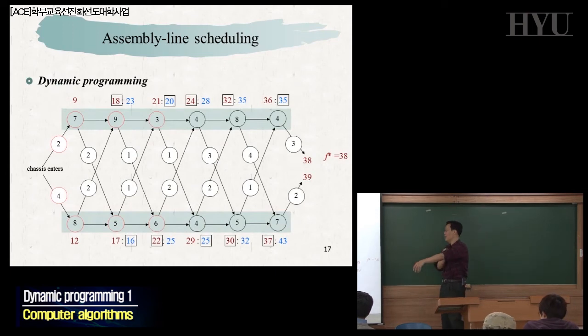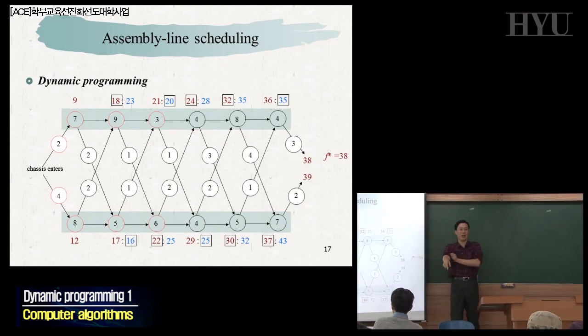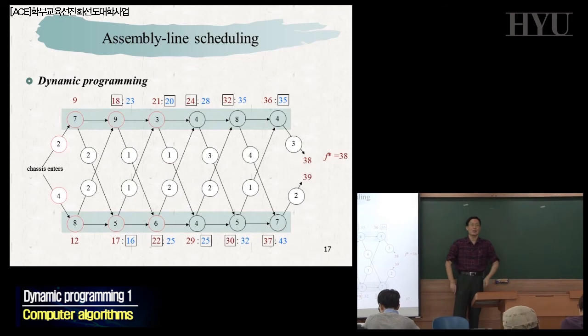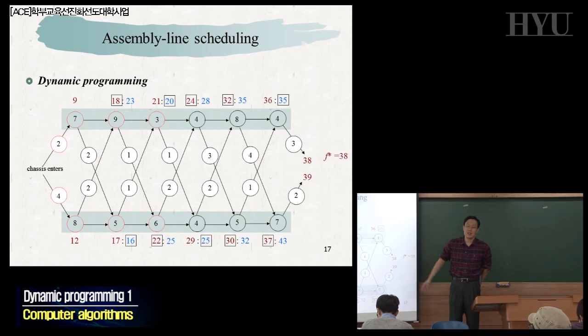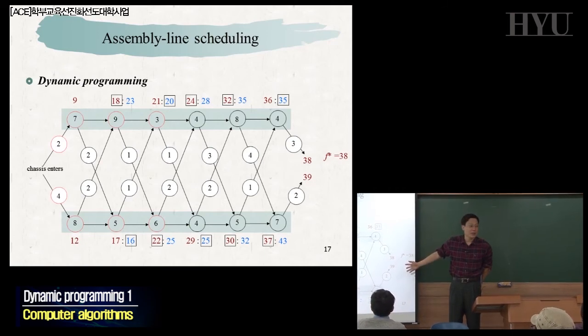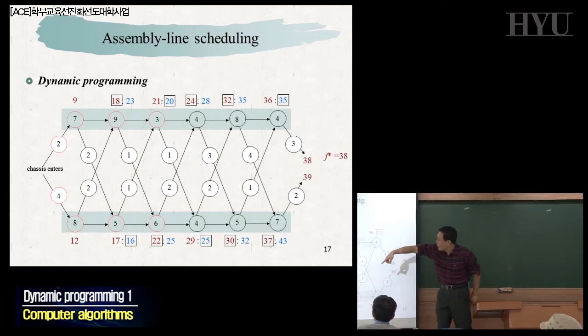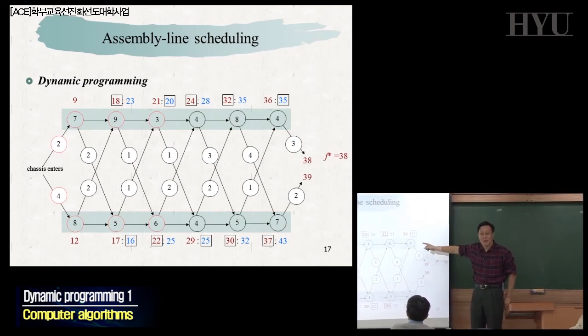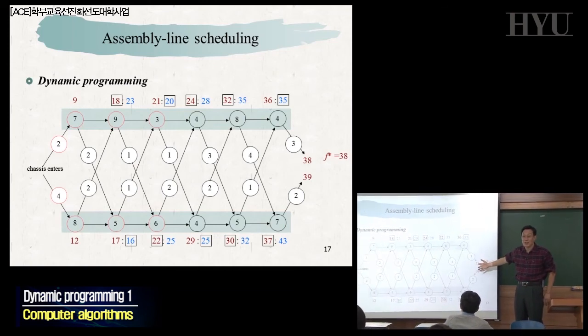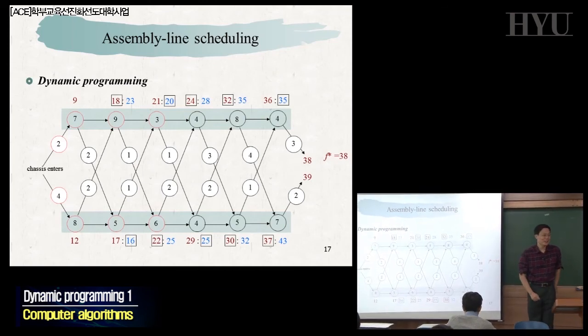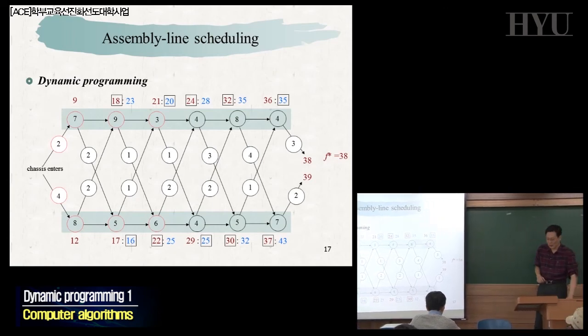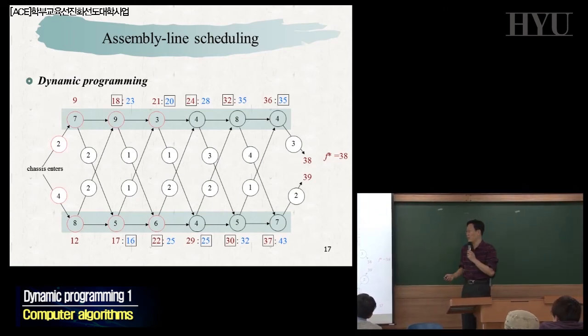Okay, then F star is the fastest assembly time. But we want to know, this is the optimal value. This is not the solution. We want to find the shortest path, the fastest path in this assembly line. Then we have to do more like this.